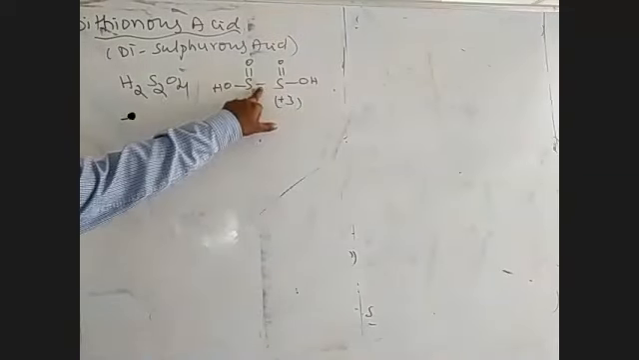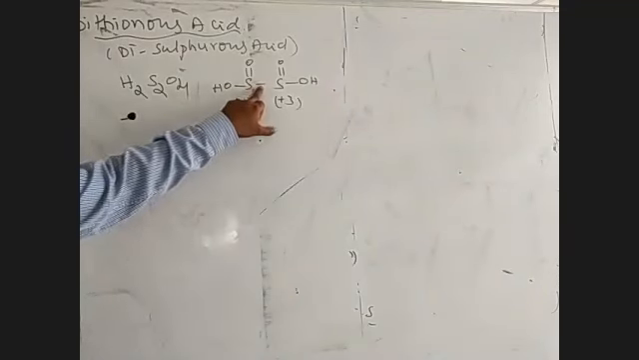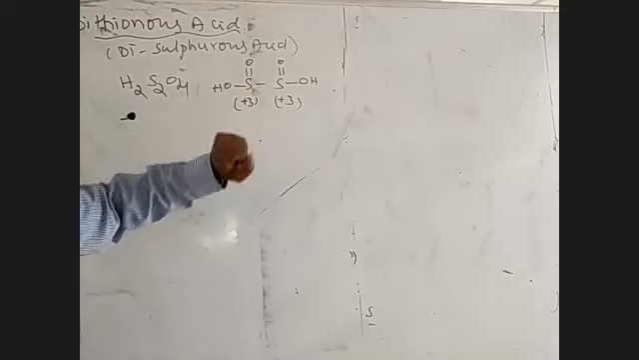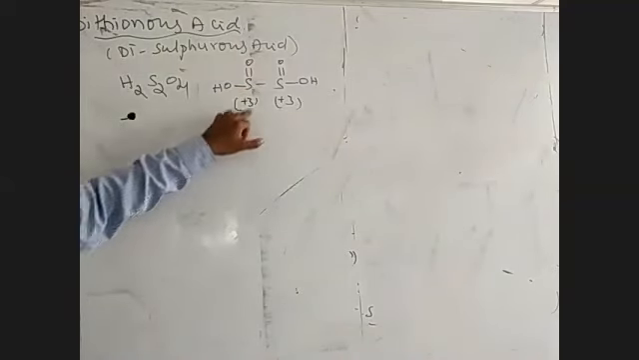According to this bond pair, the charge on the sulfur is 0, because the bond pair is present between the same atoms. Therefore, the bond pair does not migrate toward this sulfur or that sulfur. Therefore, the oxidation state of this sulfur is +3 and the other sulfur is also +3.